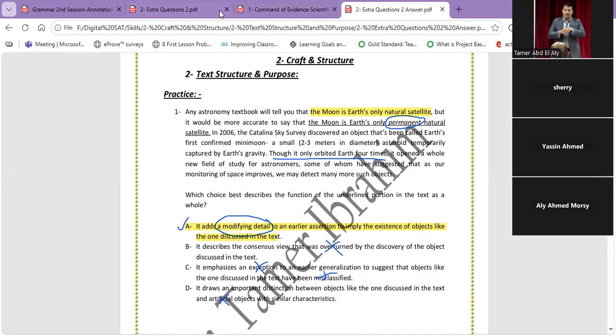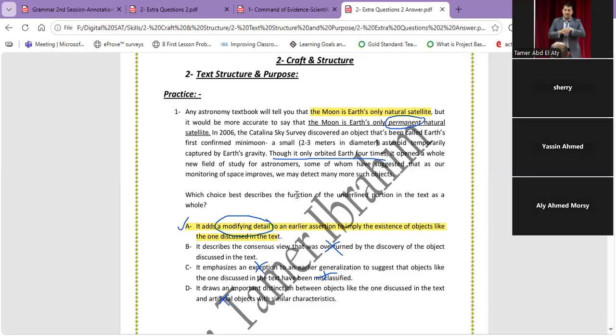This is a detailed question? No, we are in domain 2, Yasin. Look at the sentence. Yes, function. I didn't talk about the function while I was talking about the skills. In skill number 2, we also have the function of the underlined sentence.